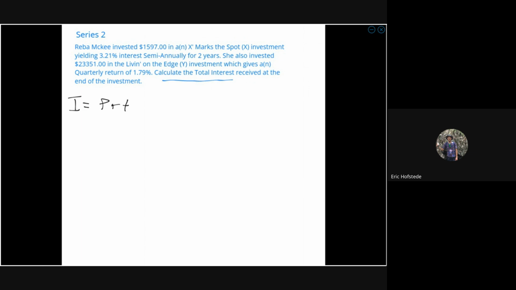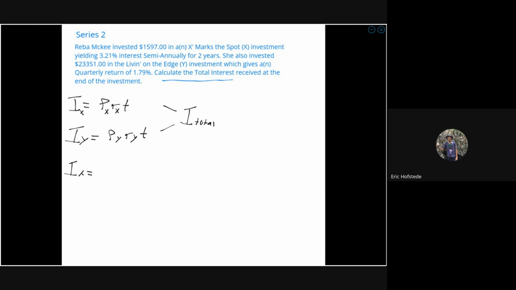Here, however, we have two investments, so I actually need to do this twice: once for X, using all the values for X, and once for Y, with P_Y, R_Y, T. It looks like we're good to go. Then we will add these together, and that's going to be my total interest. Let's start with investment X.